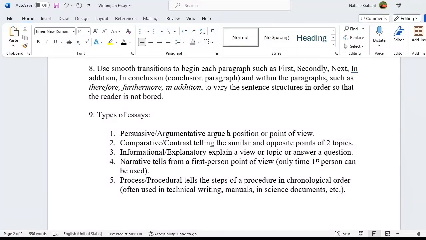Okay, number 9 is just types of essays. Persuasive, argumentative: argue a position or a point of view. It can also be a debate. Number 2, comparative, contrast: telling the similar and opposite points of two topics. Let's say cats versus dogs. You talk about the similarities, you talk about the opposite points. Number 3, informational, explanatory.